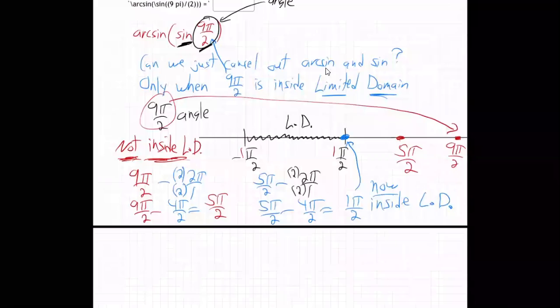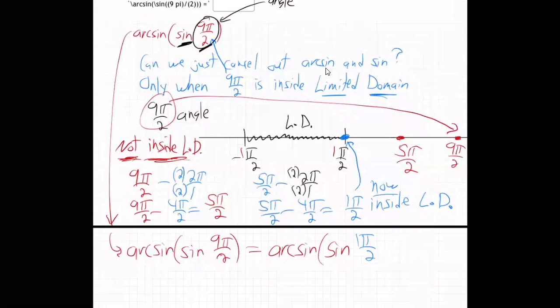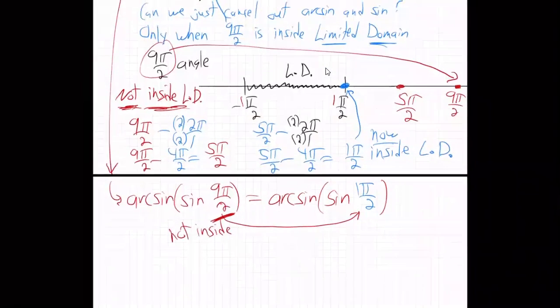What is that? Okay, so what does that do? Well, that means this original question, which was the arc sine of the sine of 9 pi over 2, has broken down to become the arc sine of the sine of what? Pi over 2, or 1 pi over 2, same thing either way. So this 9 pi over 2, which was not inside the LD, has become pi over 2, which is inside the LD.